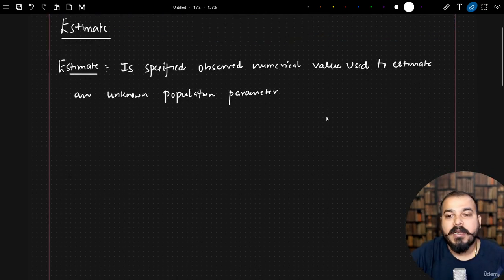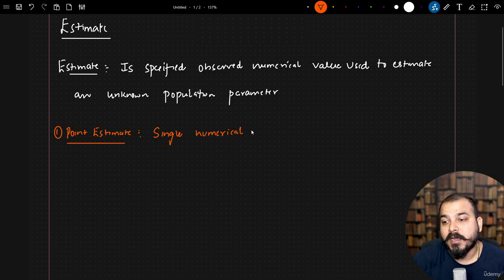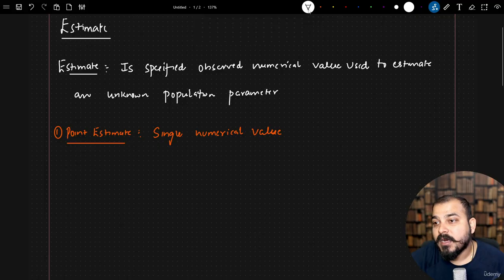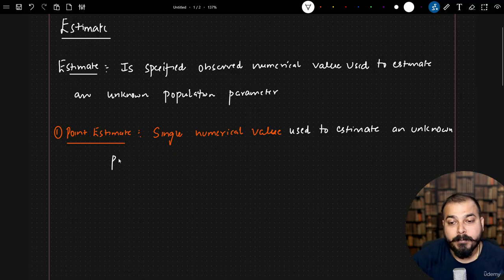Now if I take different types of estimate, the first type is specifically called a point estimate. In a point estimate, it is specifically a single numerical value. I'm going to write the definition and make you understand it also. It is a single numerical value used to estimate an unknown population parameter.